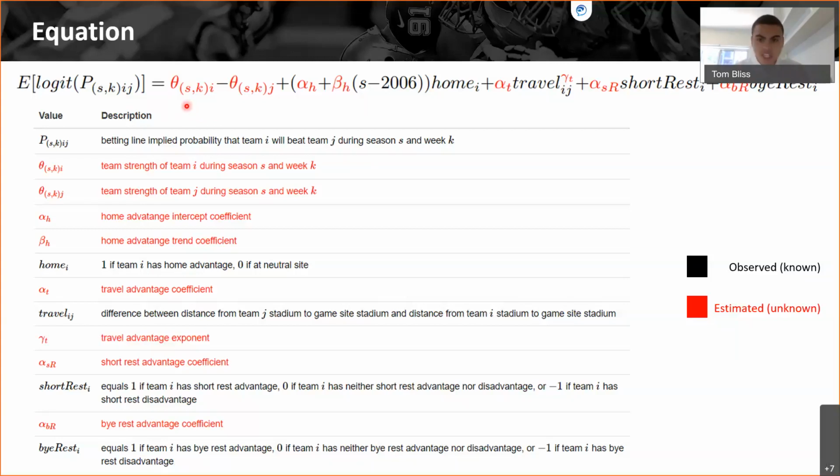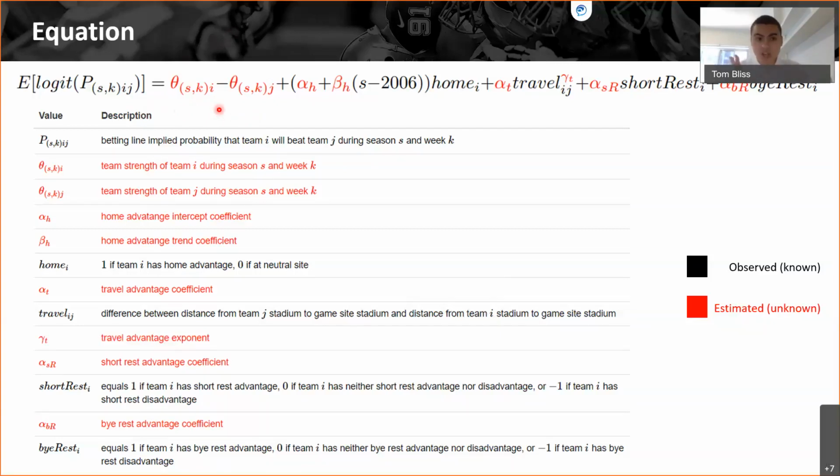So we have the team strength of team I during season S and week K. So it could be the Chiefs 2019 week 5, and then the team strength of team J during season S and week K, the Raiders 2019 week 5. And we're subtracting them. We're figuring out what is the difference between the two team strengths. They could be equal. One could be better than the other. This will sort of account for the team strength part of the model. Again, as I said from the beginning, we're not necessarily interested in this.